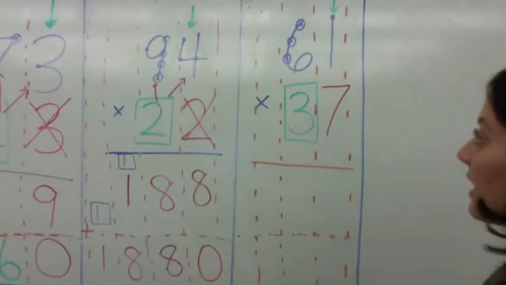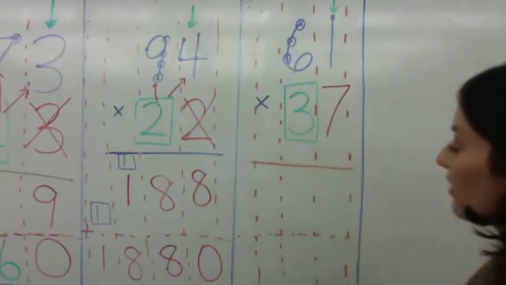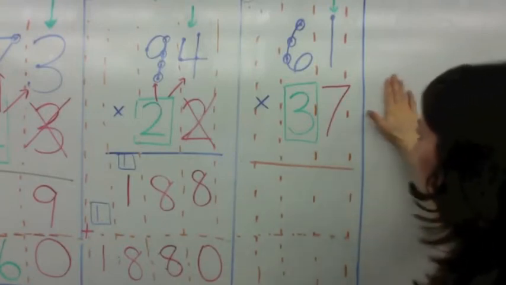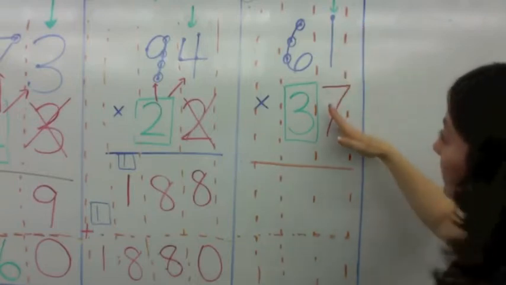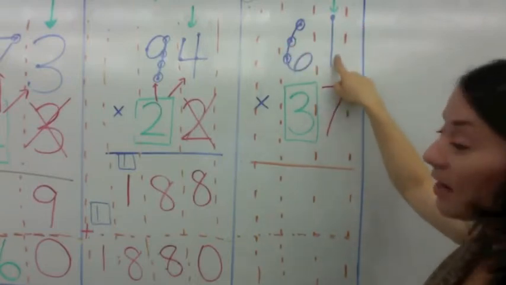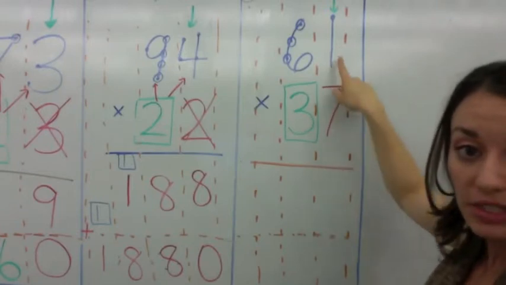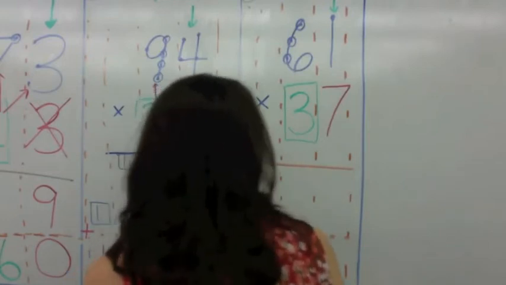Let's try one more example. This one says 61 times 37. So we're going to start with the ones place. You're going to start where? The ones place. You're going to do 7 times 1 and then 7 times 6. So we're skip counting by 7. How many times? 1 time. So what's 7 times 1? Right? It's 7. 7 times 1 is 7.